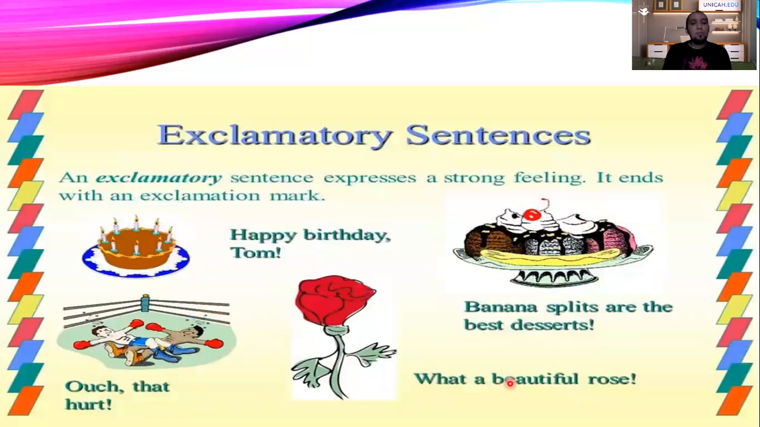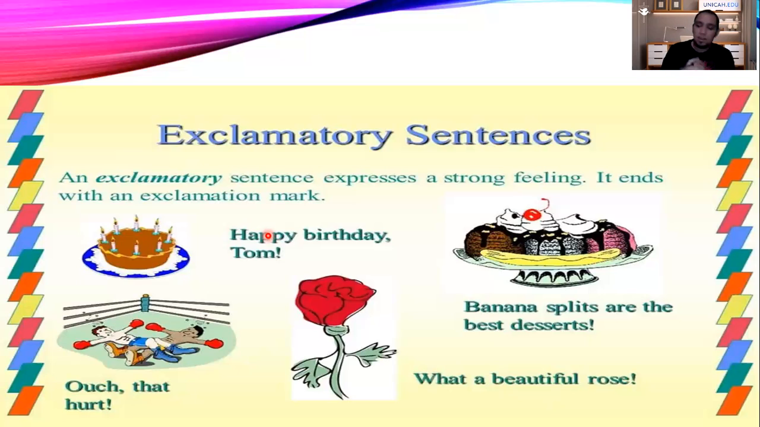Then we have the last topic, which is exclamatory sentences. Okay, it says that we use them to express a strong feeling. They always end with an exclamation mark. When you wish someone a happy birthday, for example, happy birthday, Tom. Listen to my voice. Happy birthday, Tom. The expression in this case is like happiness or joy because I'm glad that my friend Tom is celebrating his birthday. So I'm raising my voice again.